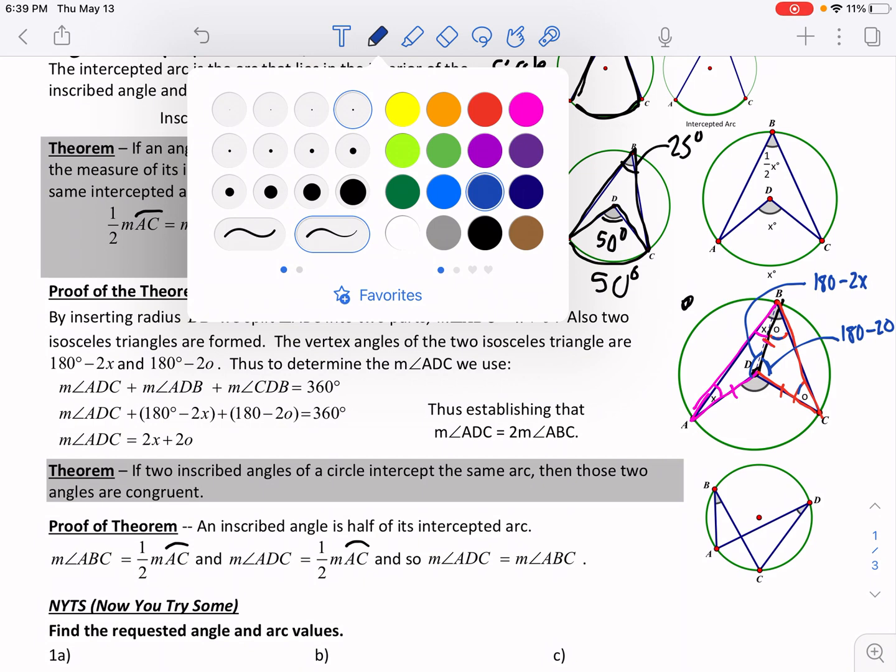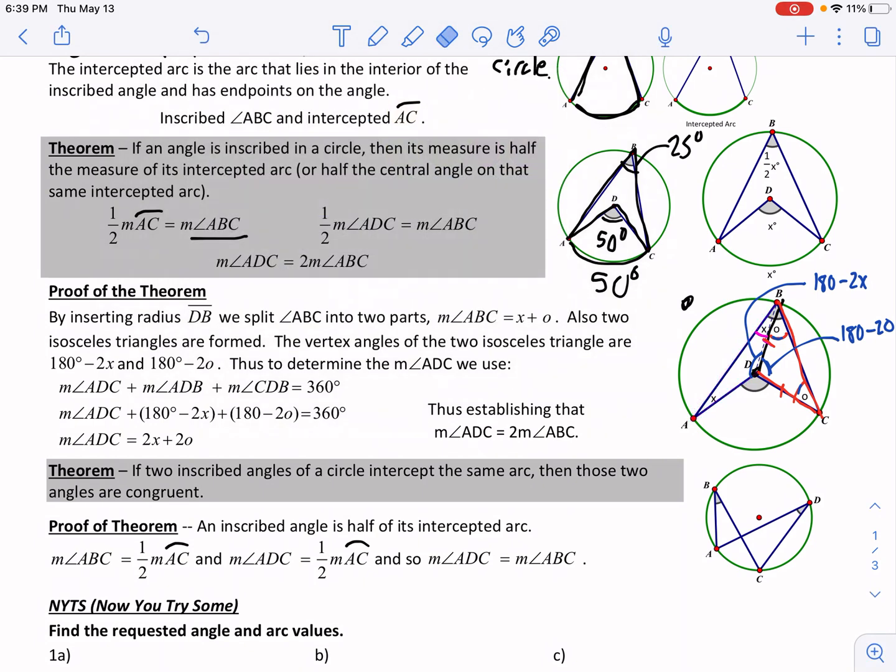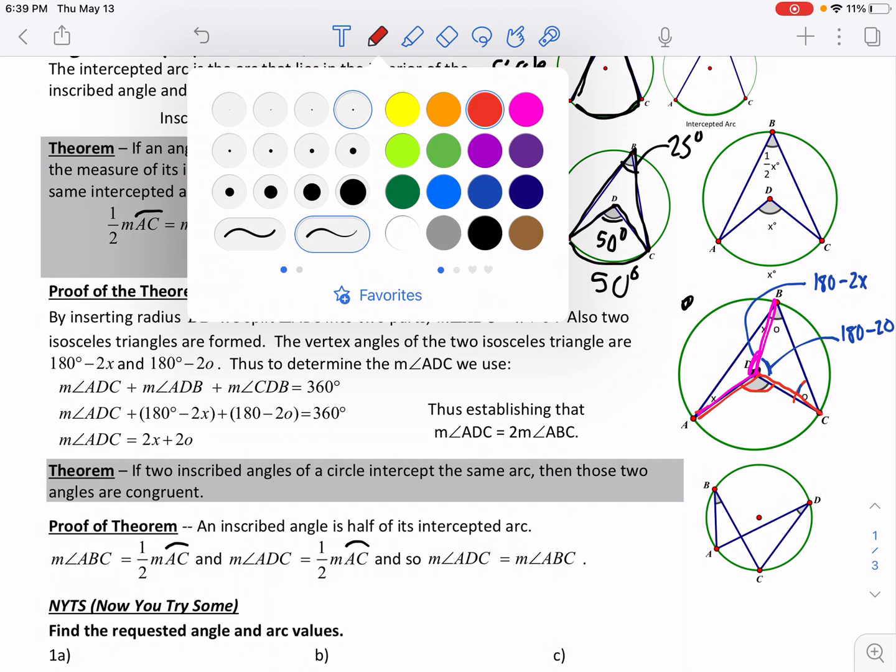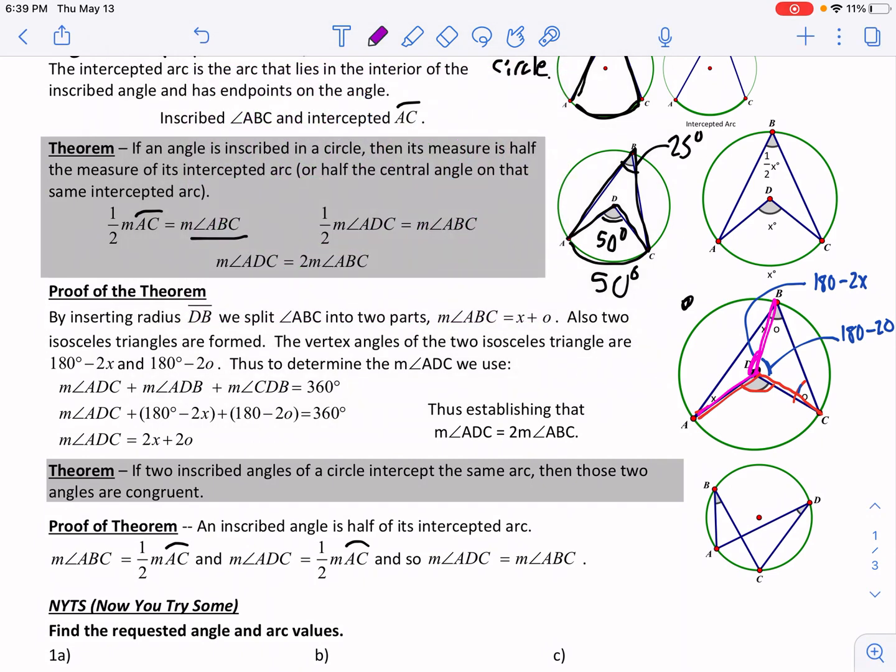Okay, so let's see if we can go back and highlight this. Maybe we can get rid of our isosceles triangle for a moment, and mark this out. So the measure of ADC, our central angle, plus the measure of ADB, let's see if I can mark that out, ADB, so that guy. Okay, so we're talking about this angle, and then plus the measure of CDB, this guy, so our three central angles there, is equal to 360.